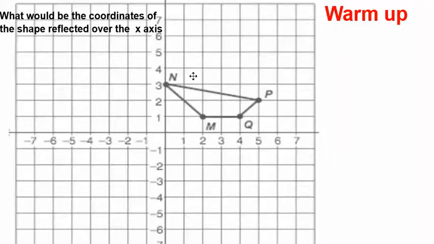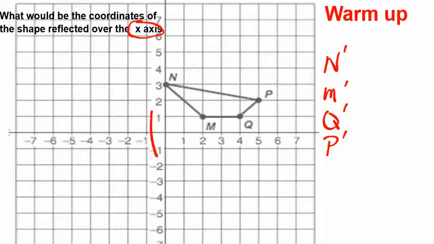If I wanted to reflect this shape over the x-axis, I want to know what would be the new reflected points. So I want to know what the reflected coordinates of N, M, Q, and P would be. The first thing I have to do is make sure I know which axis I'm reflecting over. I'm reflecting over the x-axis, which is my horizontal one. So that means I'm going to be going down here.